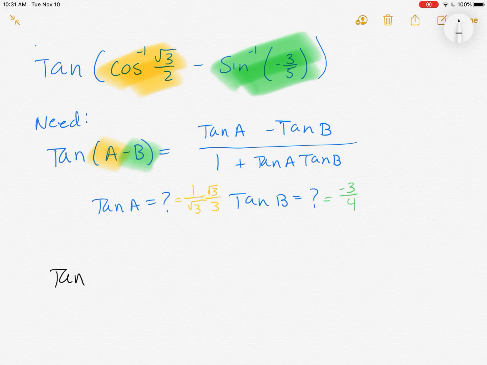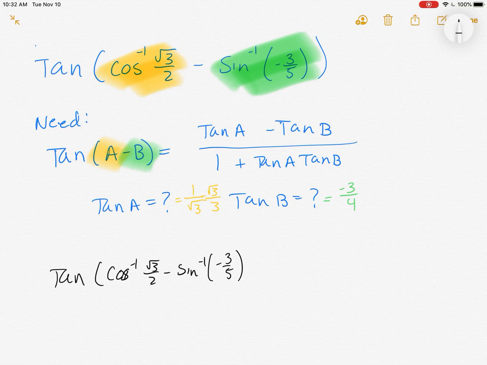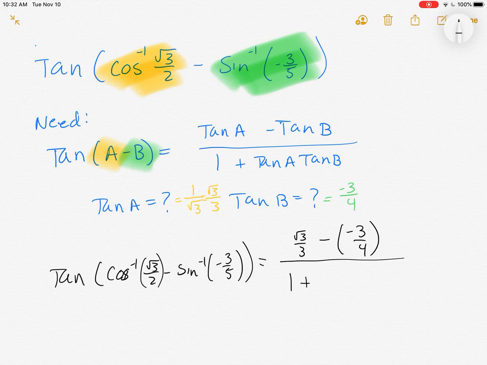So the tangent of cosine inverse of root 3 over 2 minus sine inverse of negative 3/5 is simply this. Tangent of that first angle, which we know is root 3 over 3, minus the tangent of the second angle, which we know is negative 3/4, all over 1 plus tangent of the a, which we know is root 3 over 3, times tangent of b, which we now know is negative 3/4.